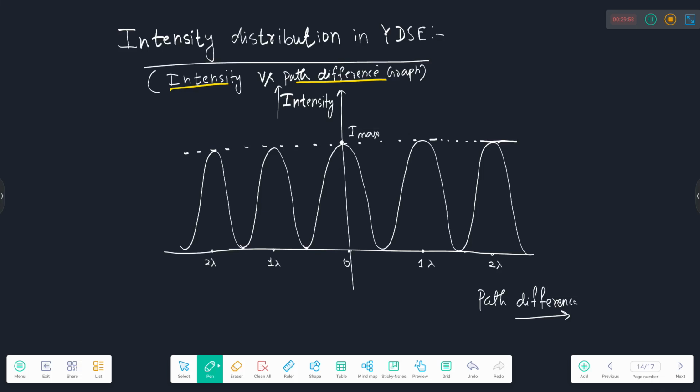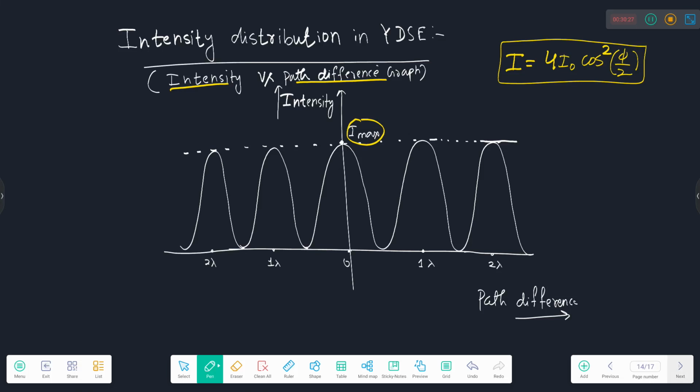All are having the same intensity. This is your I max. And what is the intensity in YDSE? Now this is your 4 I naught cos square of phi by 2. So this is the intensity formula for YDSE. You can write it in general. Now listen, here all have the same amplitude. So do it perfectly for this YDSE. This is the intensity graph.